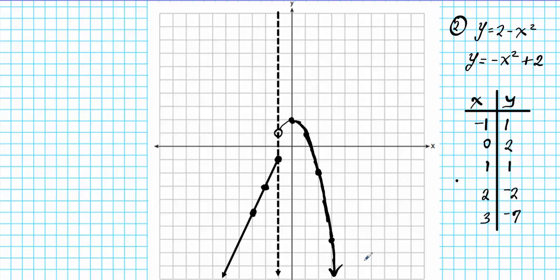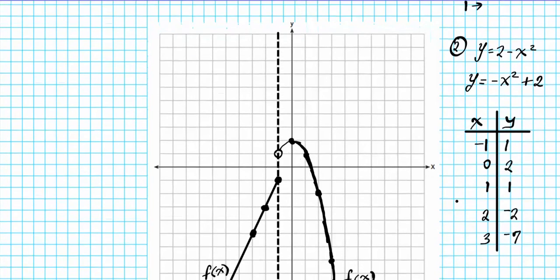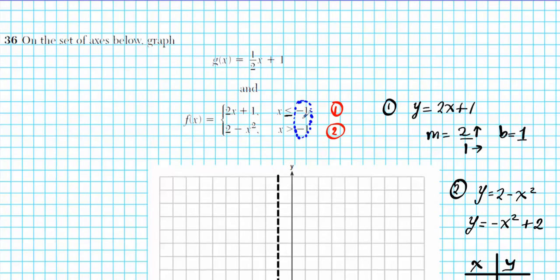So there goes f of x right there. It's kind of like a rough sketch. So this entire function we just drew is f of x, all right? Now let's go ahead and graph g of x. G of x is a straight line, so that shouldn't be too hard to graph.